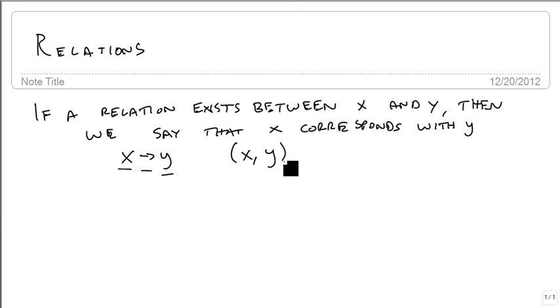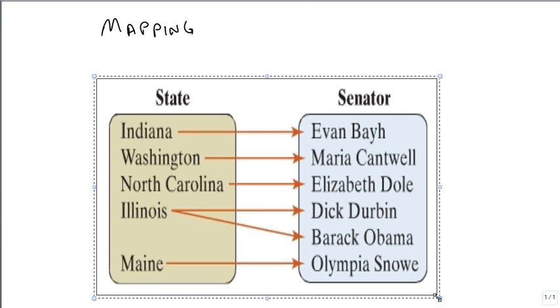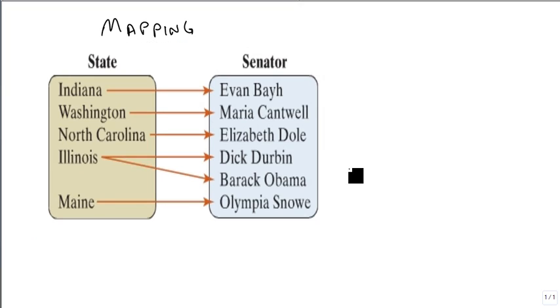We also have what we call a mapping, and a mapping is a graphical representation, but it's typically done just a little different. So here is a mapping between certain states and certain senators. And you can see we have elements on the left: Indiana, Washington, North Carolina, Illinois, Maine, and on the right we have senators: Evan Bayh, Maria Cantwell, Elizabeth Dole, Dick Durbin, Barack Obama, and Olympia Snowe. You notice this is just a little bit dated, but it still serves our purposes.